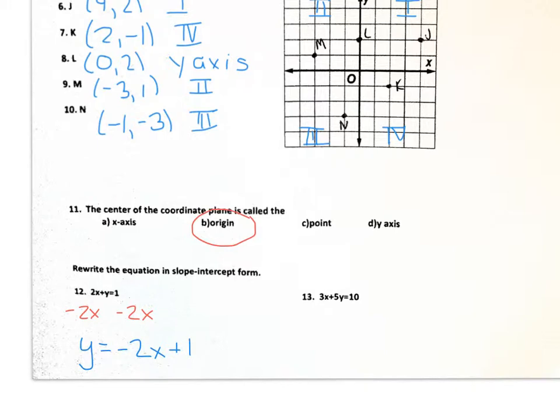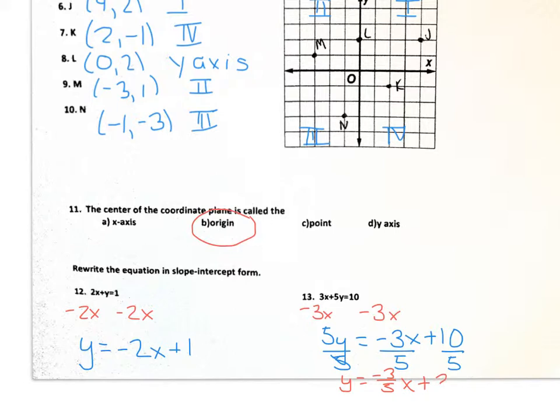The next one, I want to go ahead and subtract off 3x from both sides. I'm going to be left with 5y equals negative 3x plus 10. I'm going to divide everything by 5. And so my final answer is going to be y equals negative 3/5 x plus 2. If you can divide it, you need to divide it. If you can't, just leave it as a fraction.